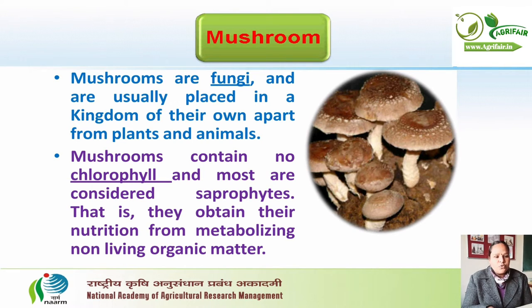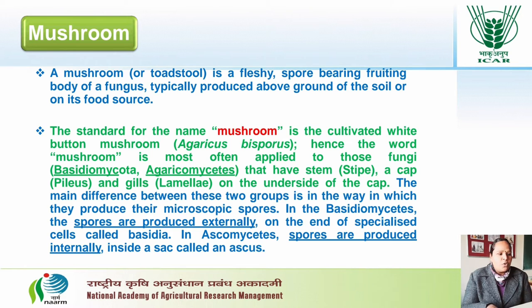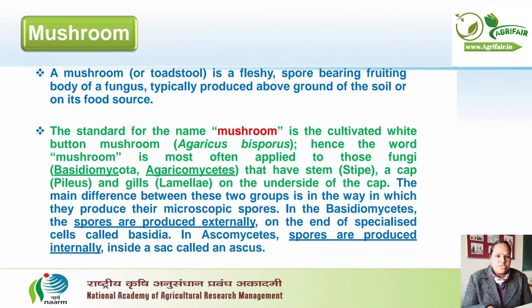Now, a mushroom is a fleshy, spore-bearing fruiting body of a fungus, typically produced on the ground, on soil, or on its own food sources. Mushroom is also known as Agaricus bisporus, and it belongs to the phylum Basidiomycota or sometimes Ascomycetes. In Basidiomycota, spores are generally produced externally at the end of specialized structures called basidia, and in Ascomycetes, spores are produced internally, within a sac known as the ascus.